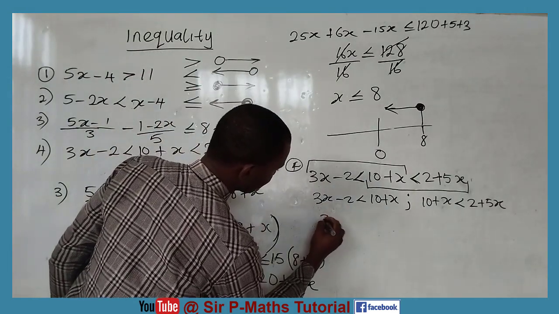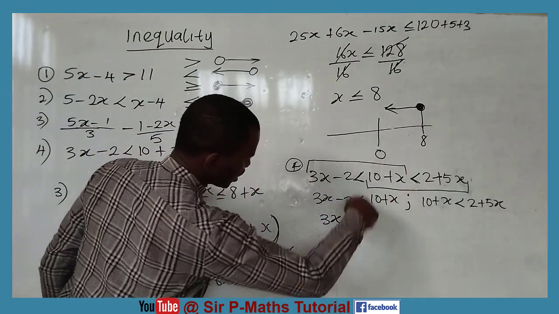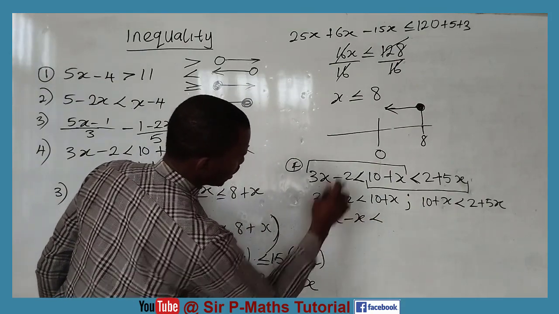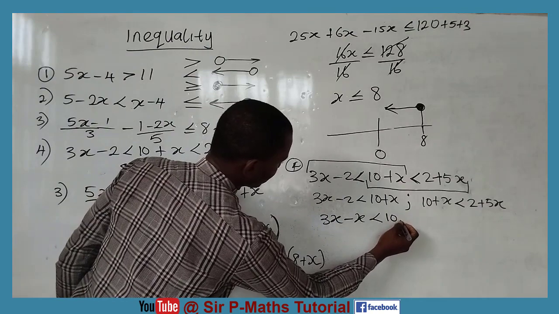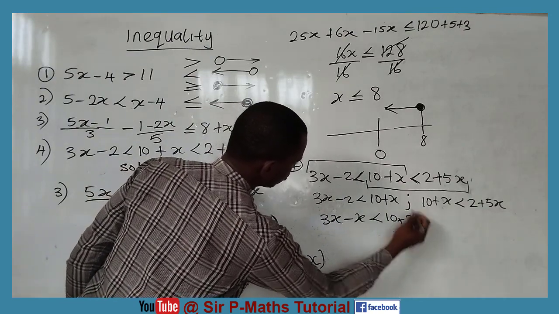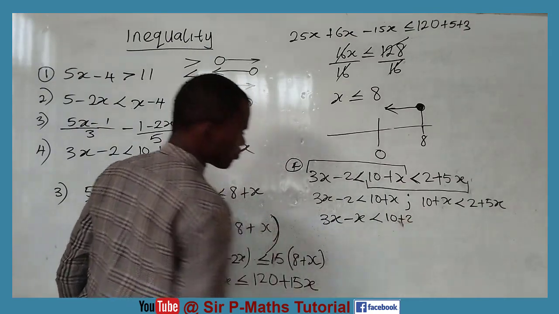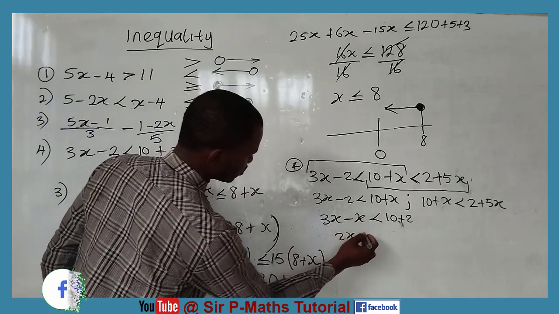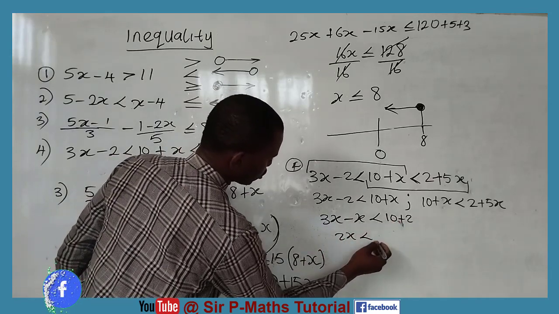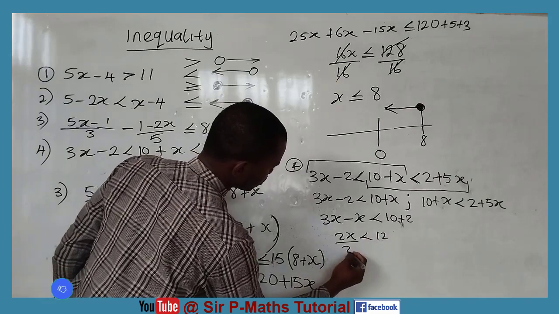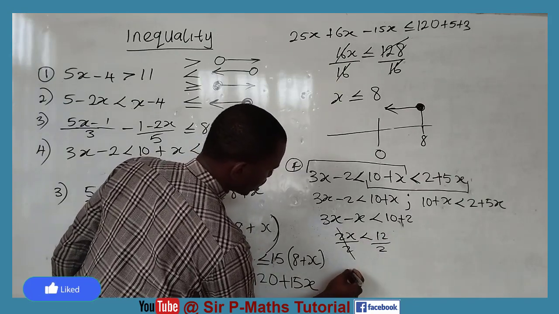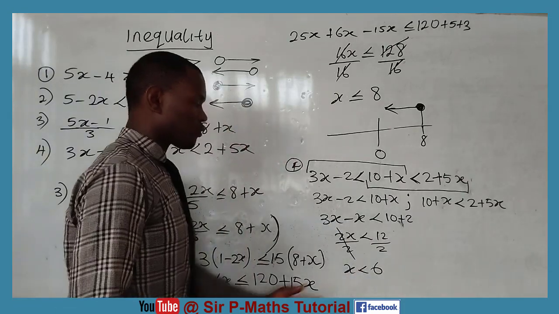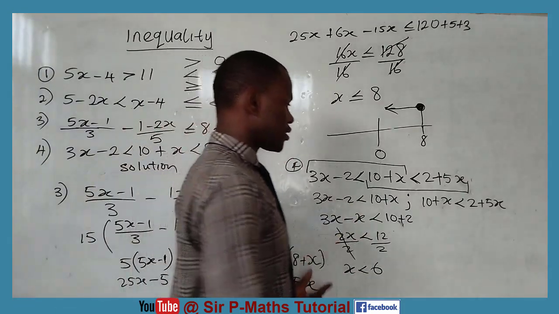Simplifying here, I will have 3x, carry x across, that is minus x, less than, carry 2 across. I'll have 10 plus 2. This minus this will give me 2x. That's 3x minus x will give me 2x. 10 plus 2 is 12. We divide both sides by 2. I will have x to be less than 6. We've gotten the left hand side.